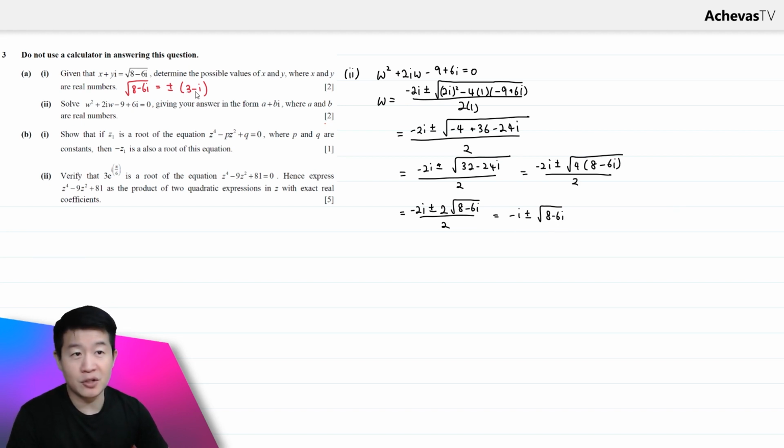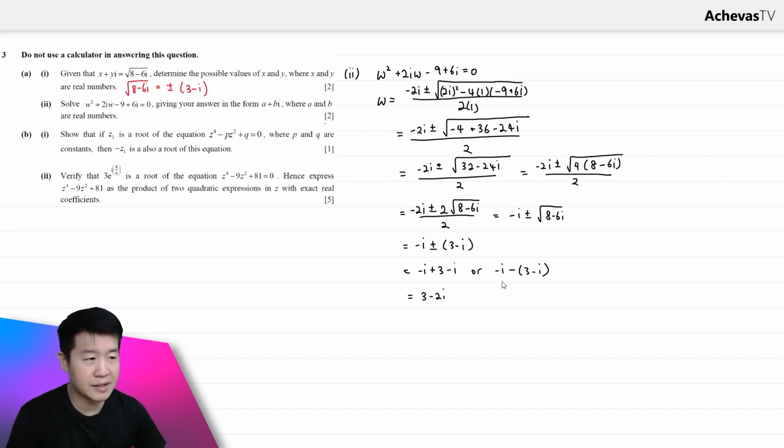So we know this is plus or minus 3 minus i. So this is minus i plus or minus 3 minus i. We have two possible answers: minus i plus 3 minus i, or minus i minus 3 minus i. So we have 3 minus 2i, this is one of the answers. And the other is going to be minus 3, because minus i plus i will disappear. So the other possible answer will be minus 3. Two answers for part 2.